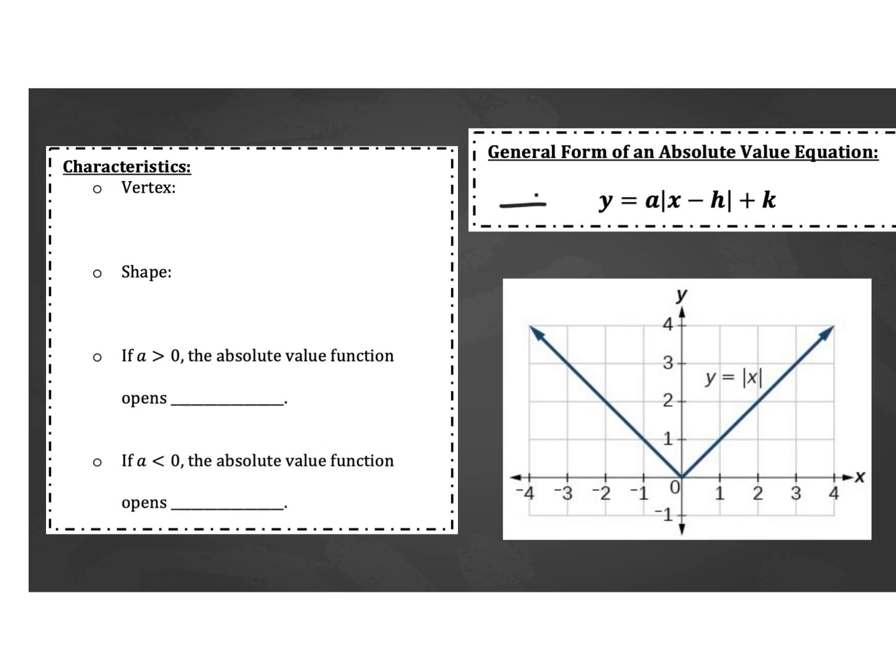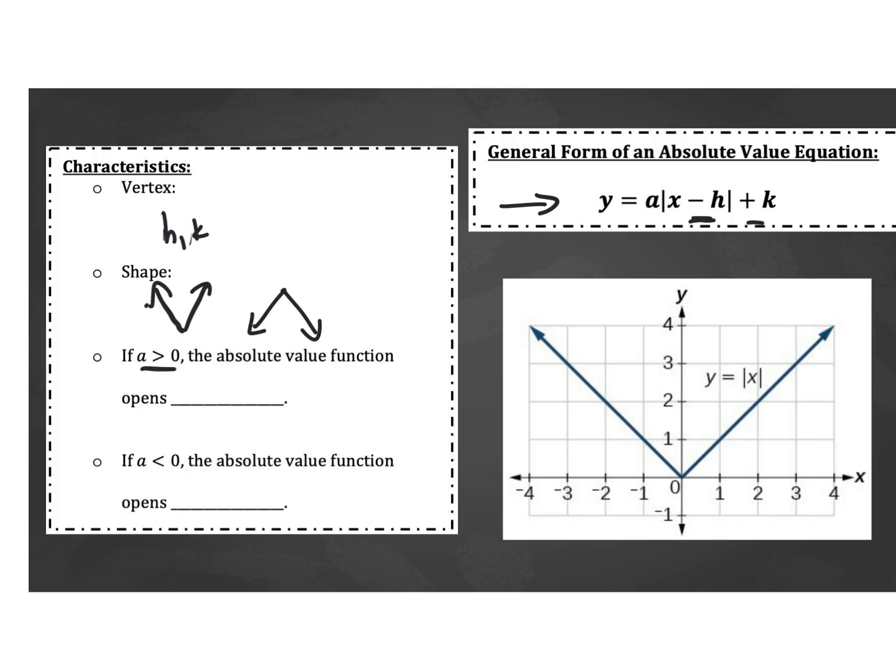This will be the general form of the equation where the vertex is going to be h and k. So it's an h and k. Please notice it's minus h plus k, so you have to be careful with those signs. And the shape is almost a perfect V, or it could be open downward like that.